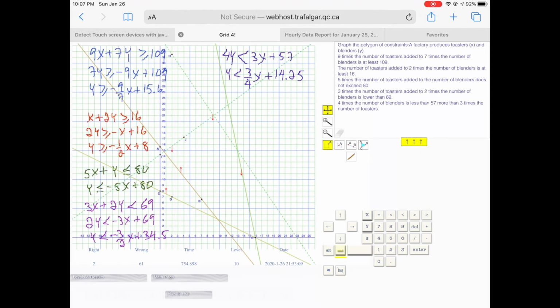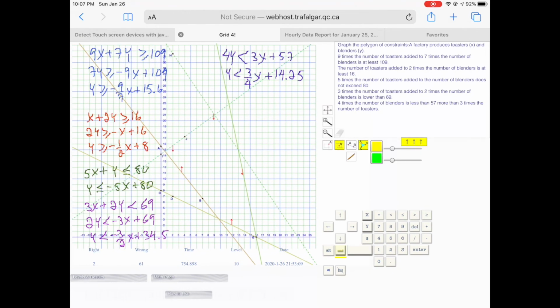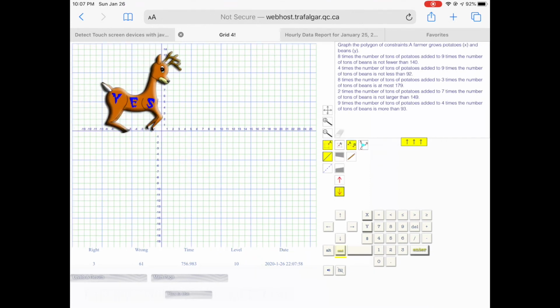Our polygon of constraints. Go to the polygon, turn the snapping off. There's my A point, B point, C point, D point, E point. That should be close enough. I'm going to press enter. Yay. And that's it for level 10.